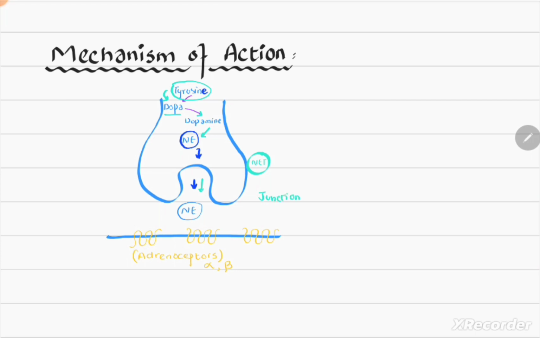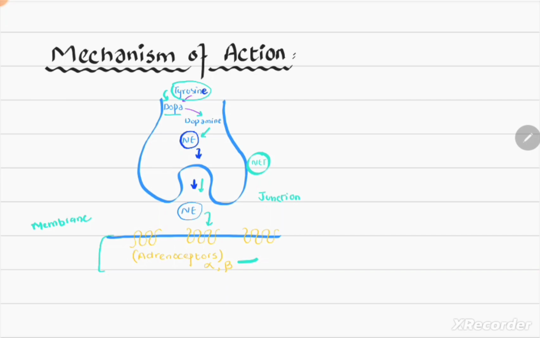Now we have these postsynaptic cells, and these postsynaptic cell membranes have these receptors. This blue line is the cell membrane of a postsynaptic cell, and this membrane has all these adrenoceptors, which are shown in this yellow shade. What actually happens is that this norepinephrine binds to these receptors, and these receptors are activated, and then they produce the effects of the sympathetic nervous system.